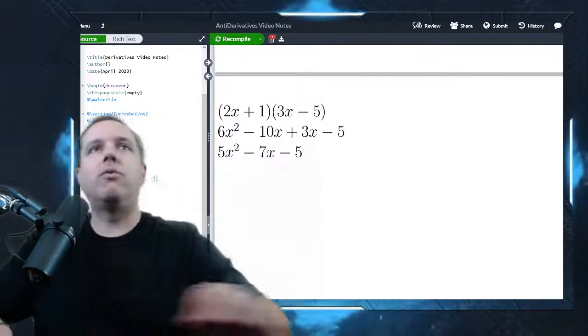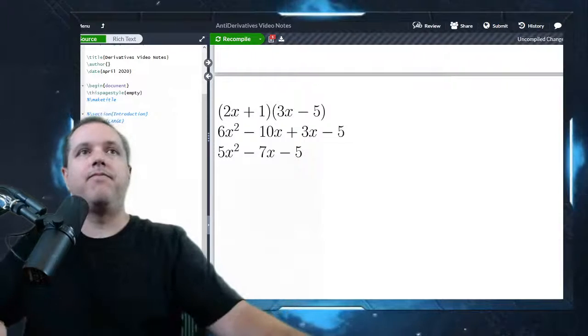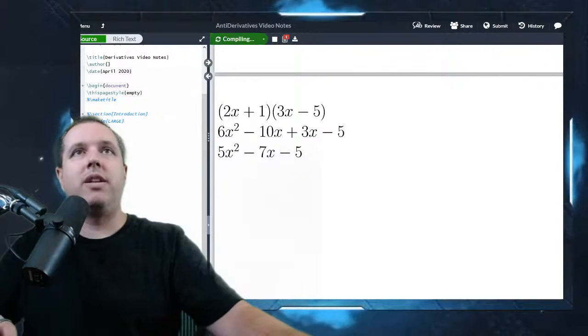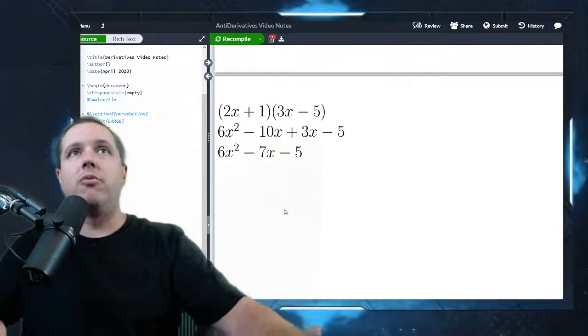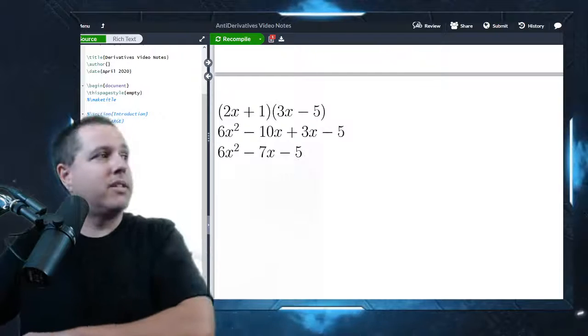Oh, sorry. I do have a mistake here. Yep, this should be a 6. Looks like I have a typo. Thanks. I probably said 1 and then hit the wrong button there. So there we go, 6x squared. Thanks, Chase, for pointing that out. Yeah, that should be a 6x squared.